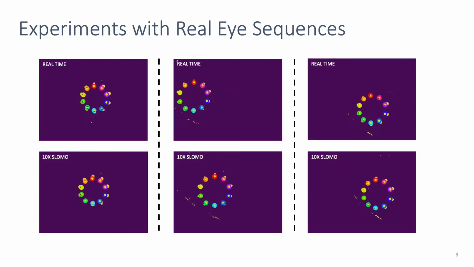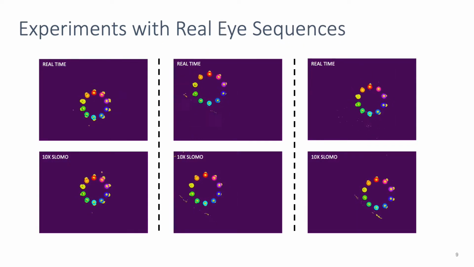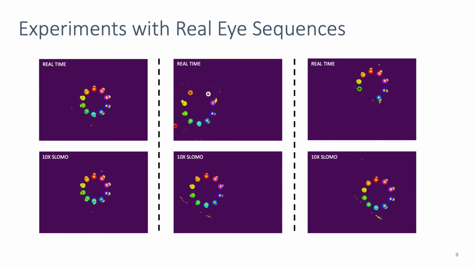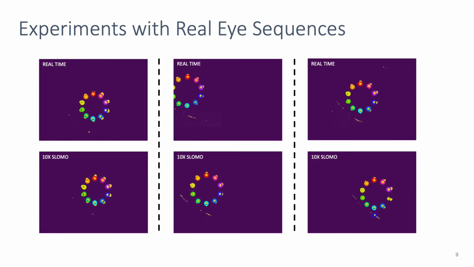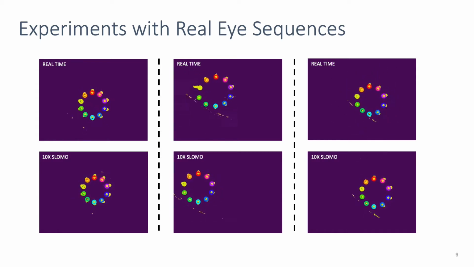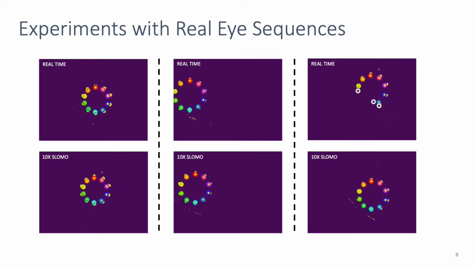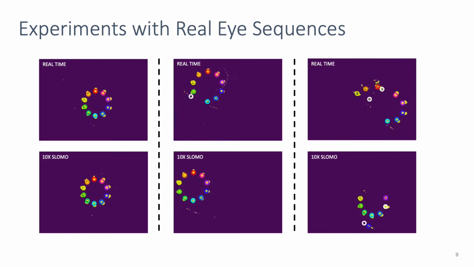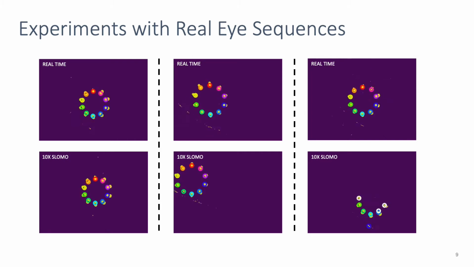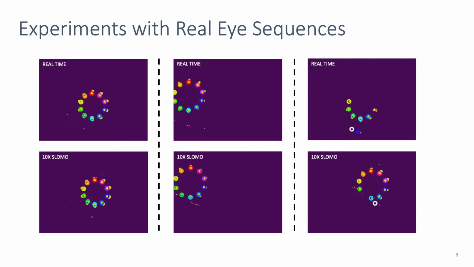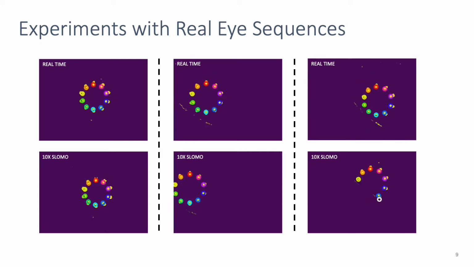Here you see glint detection results for some of the real eye sequences we captured, in real time in the top row and 10 times slower in the bottom. The color-coded circles represent detected glints coming from each LED. In most frames of these real eye saccades and smooth pursuits, we are getting consistent high frame rate glint detections.